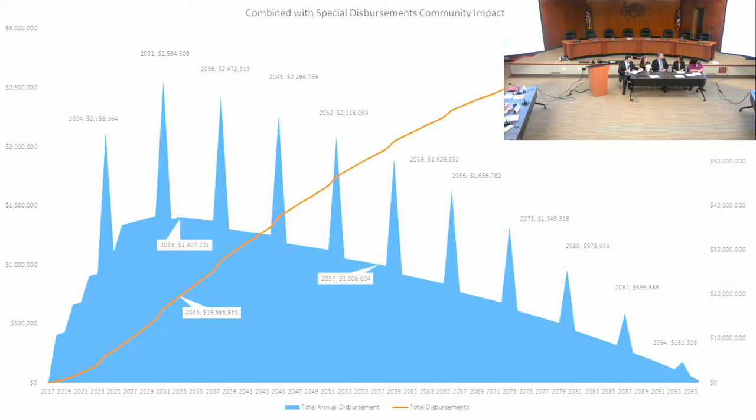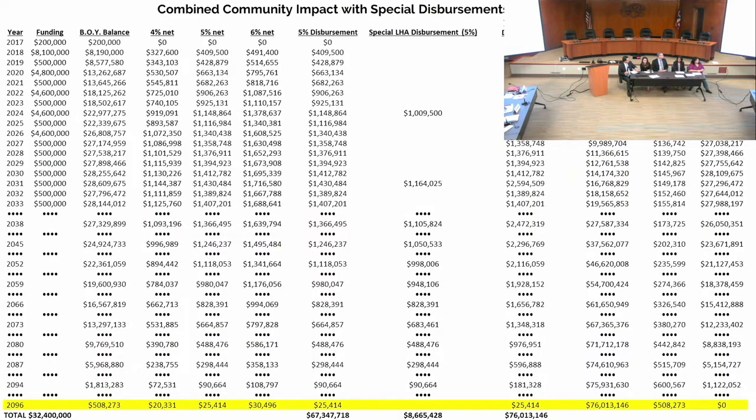This is the combined impact of the two with the special disbursements. Kind of looks like a dinosaur. You can see as of 2033, total impact is about $19.5 million, and then over the lifetime, it's about $76 million. So in this kind of scenario, this money can last a long time even without any contributions coming in, using an average scenario, and we try to stay conservative with our assumptions here. We talked about whether we should go higher than 5%, and ultimately, I decided I didn't want to go any higher than that because I want to be really conservative with the money. And then this is the chart with the combined impact.